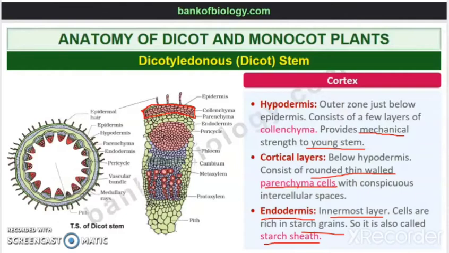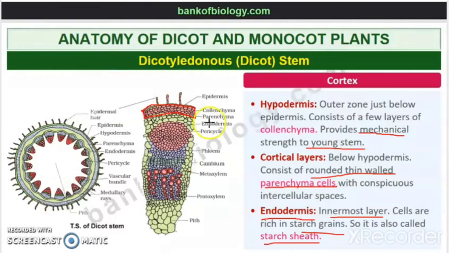And comes the next layer, which is called as the cortical layer, right? And where is this cortical layer? It is below the hypodermis. And how is it made up? It consists of rounded, thin-walled parenchymatous cells with conspicuous intercellular spaces. And then coming to the next layer, which is called as endodermis. So this endodermis is the innermost layer, and cells are rich in starch grains, so it is also called as starch sheath, right? So clear with this diagram, no children?